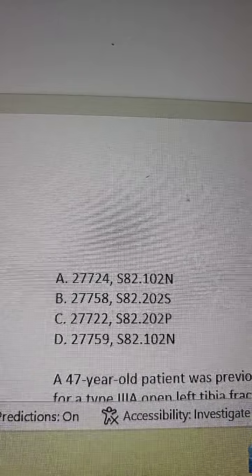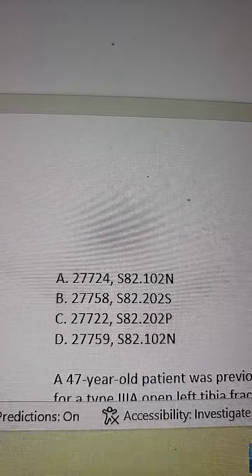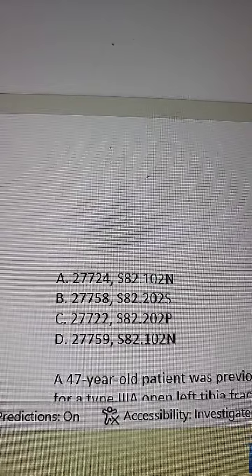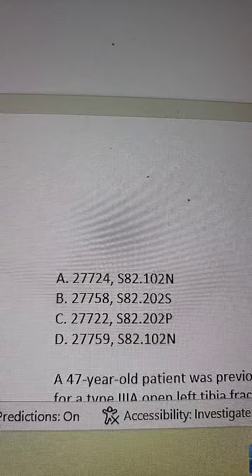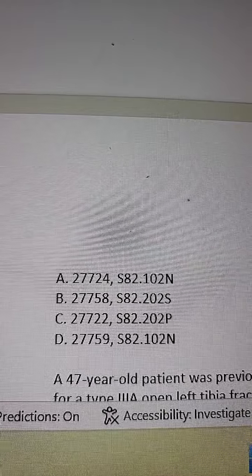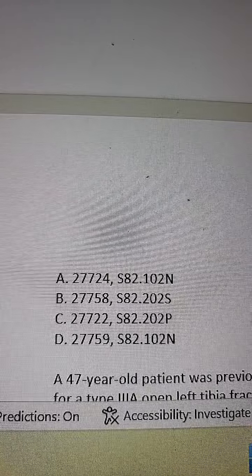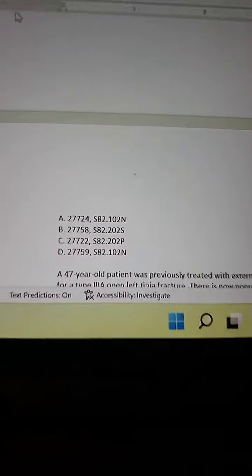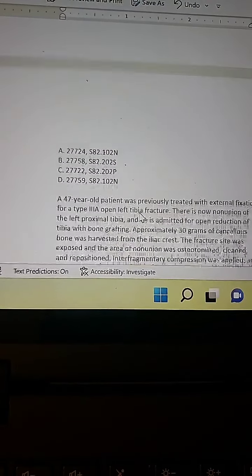772s. 22 and 24. 24 was on my CPC exam. Are we doing a repair of a non-union tibia? Or with the 58 and the 59, are we doing open treatment? And they're all about the tibia shaft. All of them are tibias. All tibia information. The diagnosis code probably could help you out easier than the CPT codes.